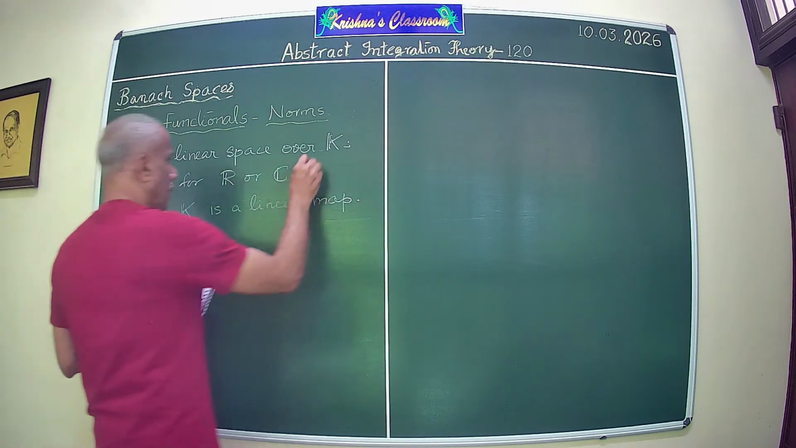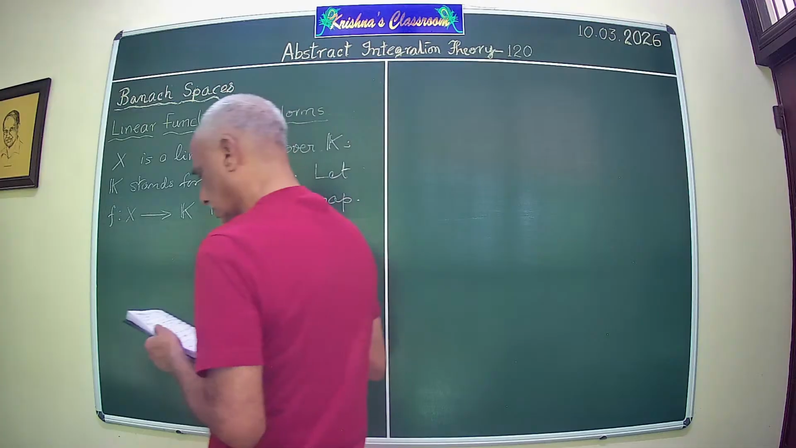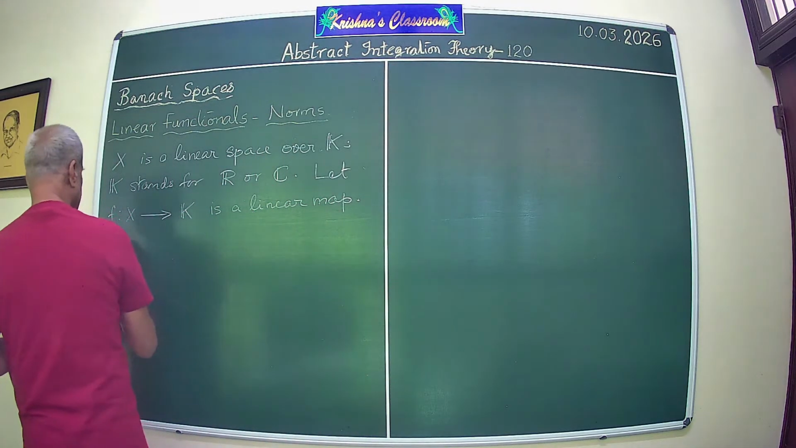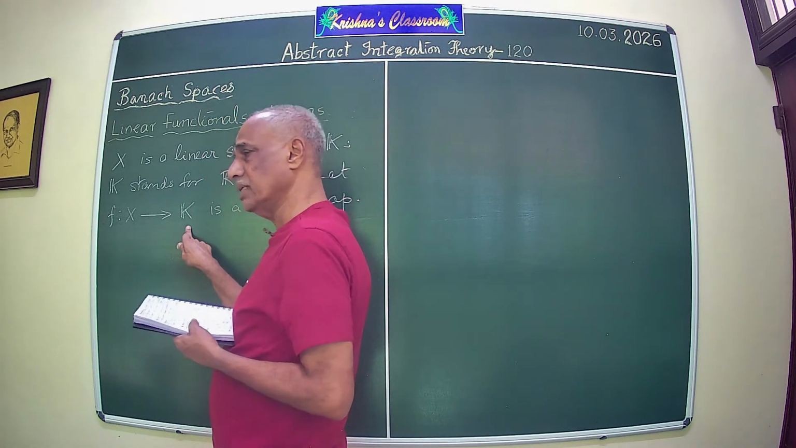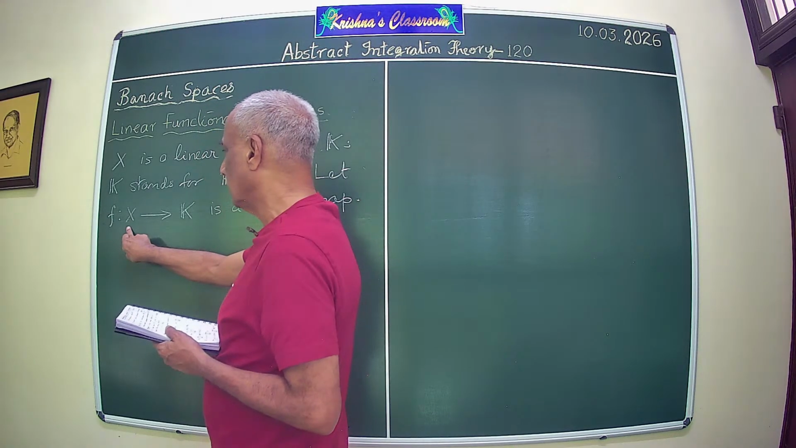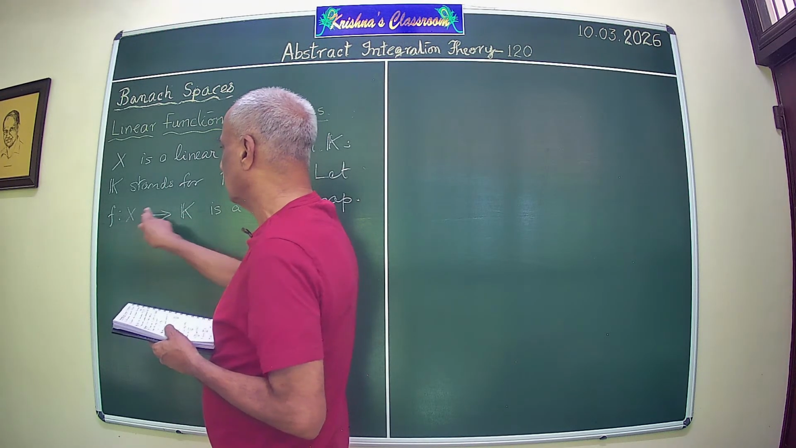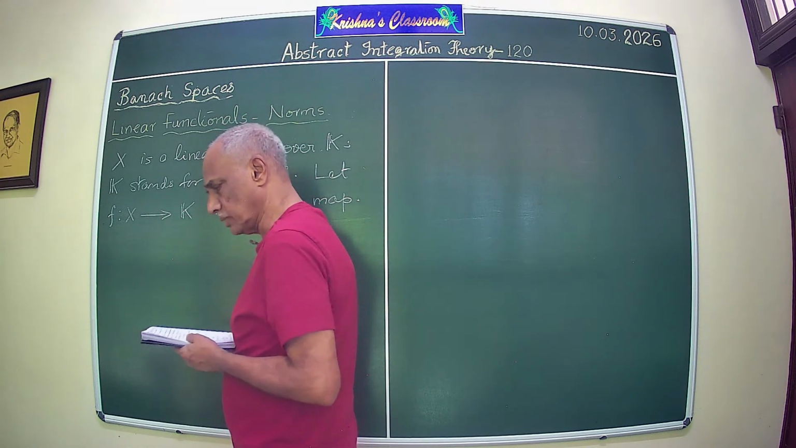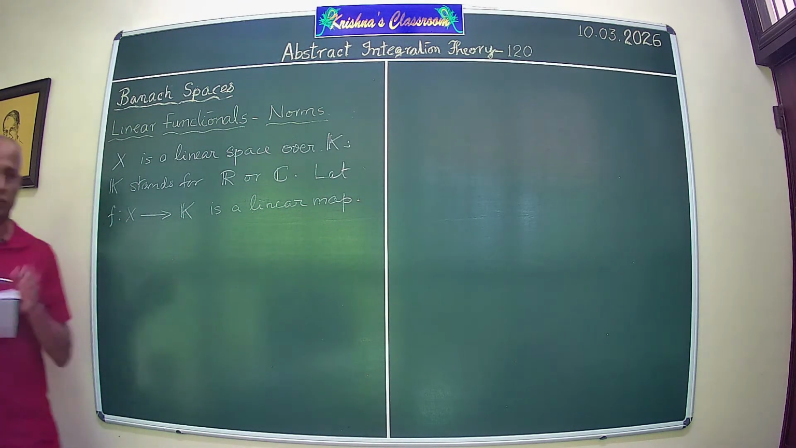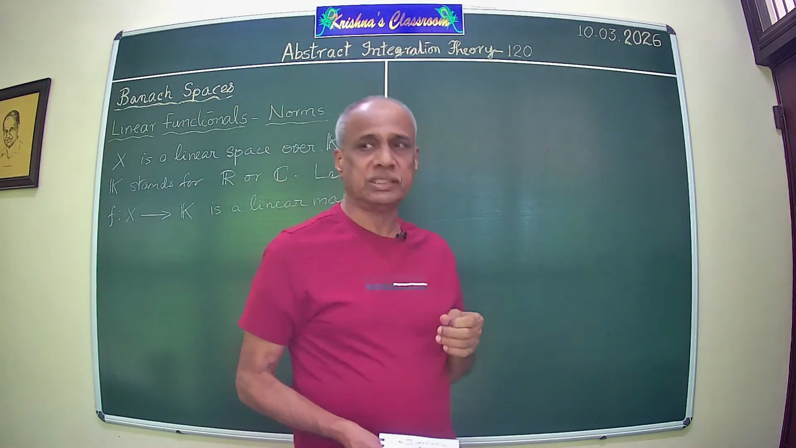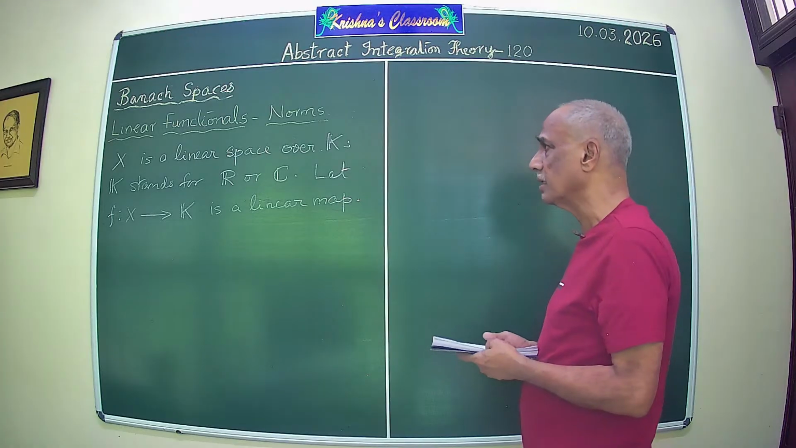We know that X is a linear space, K is also a linear space, so it's a linear map from one linear space into another, therefore it's a linear transformation. Okay, so that's the status. So linear transformations from the vector space to the associated field are normally called linear functions.